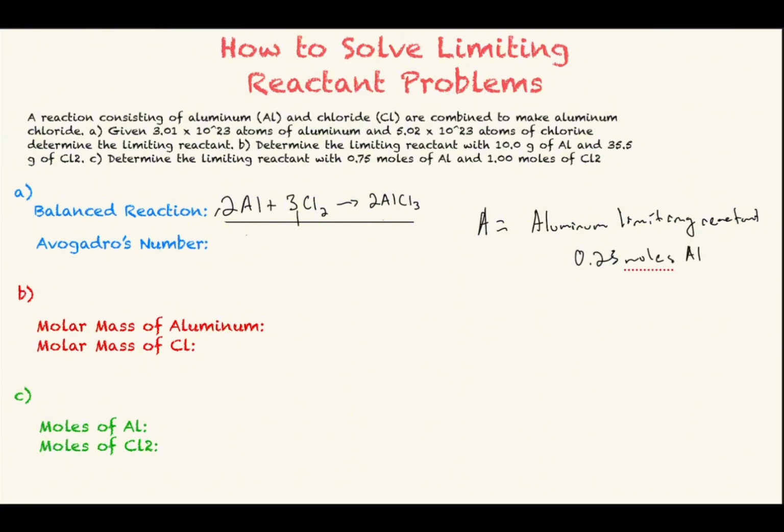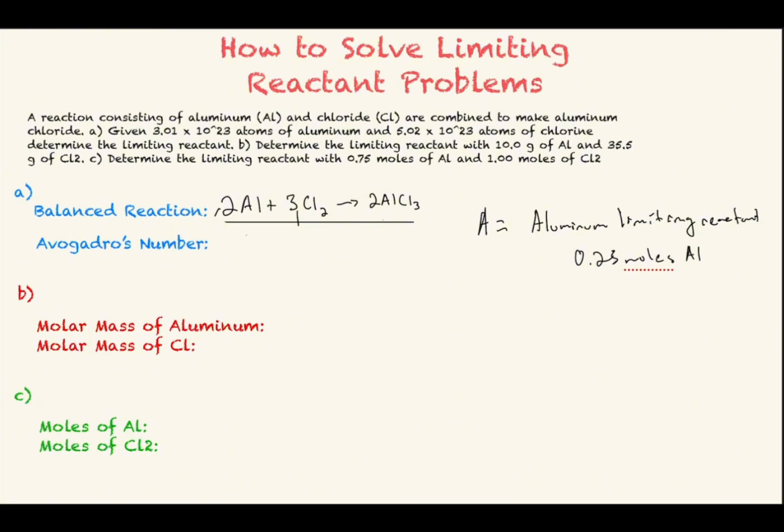This one's dealing with molar mass. So we have part B, and it says determine the limiting reactant with 10 grams of aluminum and 35.5 grams of Cl2. So I'll just take a second, pause, try and just do this one on your own. I'll give you a quick hint. Use the molar mass of aluminum and chlorine, and then use the grams that are given. I'll give you a second. You can pause the video right here.